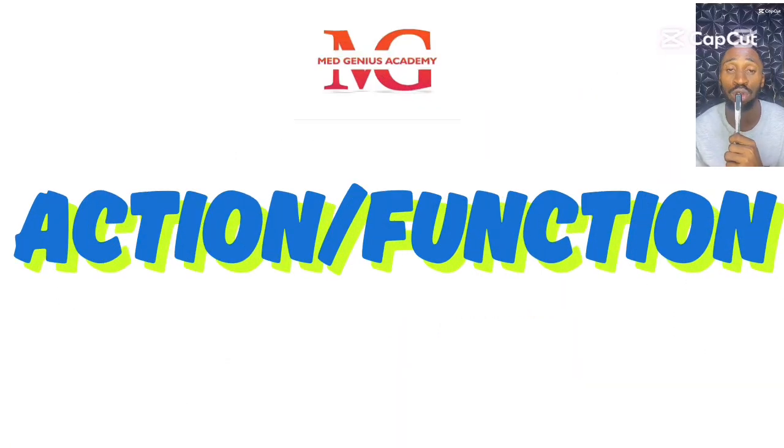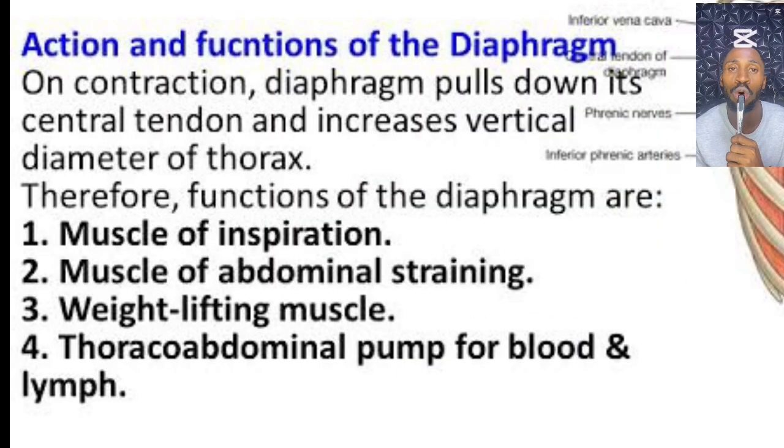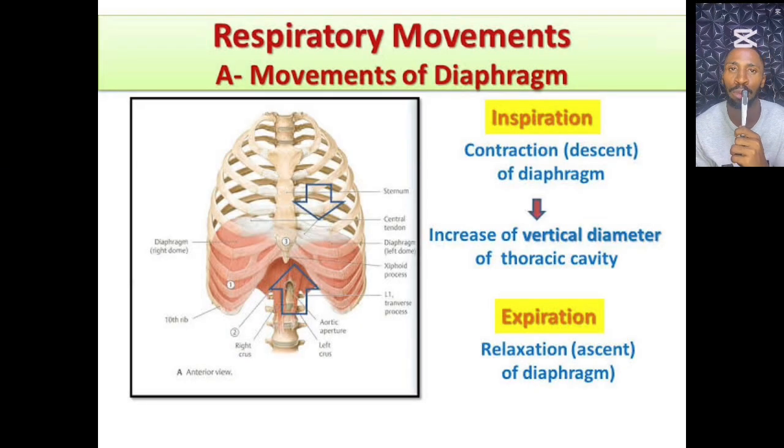So what are the actions of the diaphragm? Simply, based on what we have just said, what is the work of the diaphragm? First of all, the diaphragm is what we call a primary respiratory muscle. So during inspiration, when you take in air, what happens? There's a negative interpleural pressure. So if there's a negative interpleural pressure, drawing air into the lungs, what will happen? The diaphragm will descend, increasing the vertical diameter.